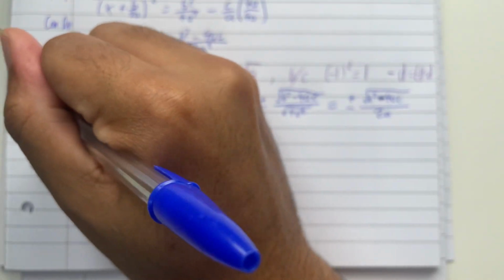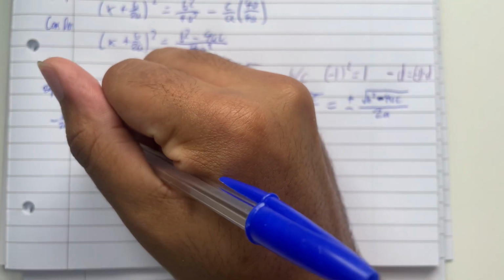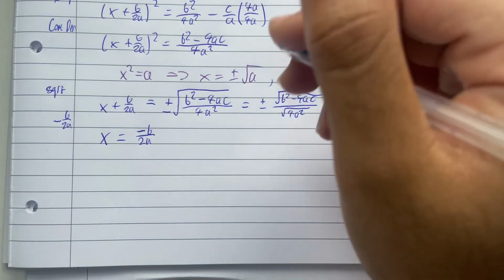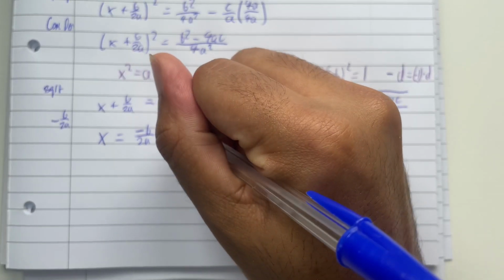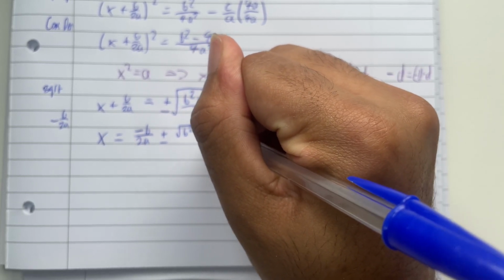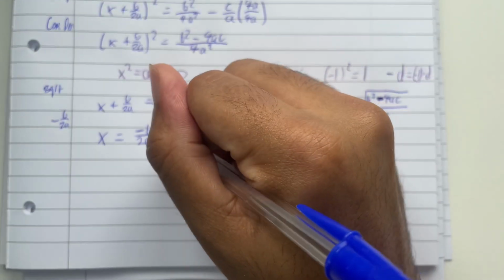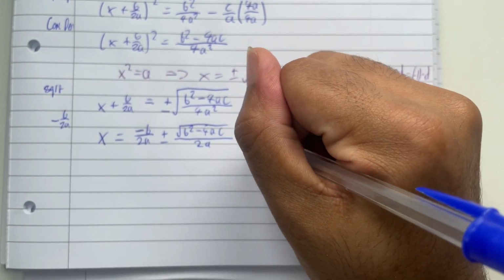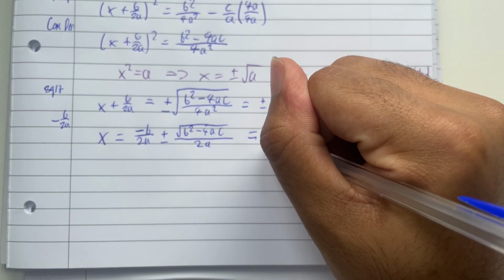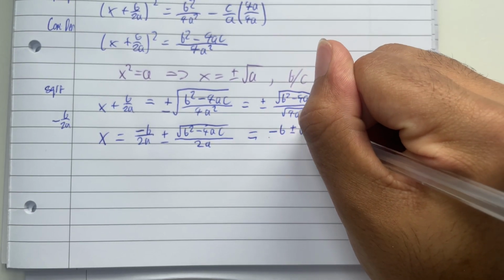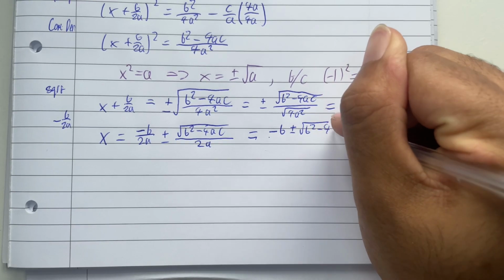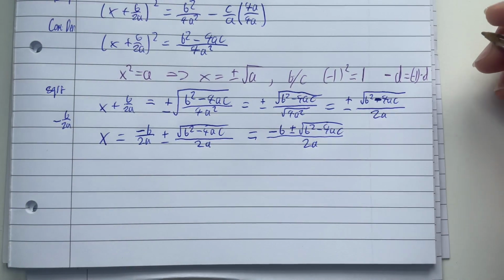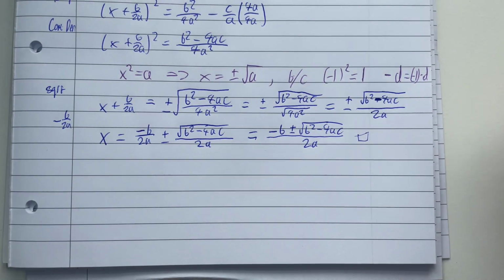So, minusing b over 2a on both sides, we get x is equal to negative b over 2a plus or minus square root of b squared minus 4ac all over 2a. And as you can see, we have a common denominator here, so I can just write that as x is equal to negative b plus or minus the square root of b squared minus 4ac all over 2a. And there's our quadratic formula, and that's how you derive it.